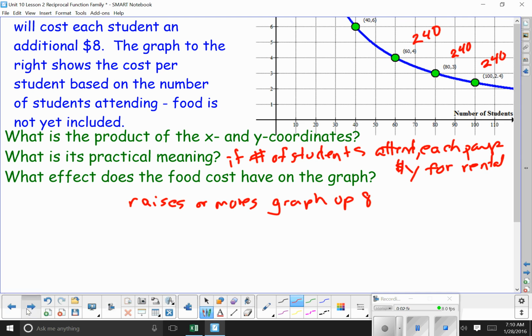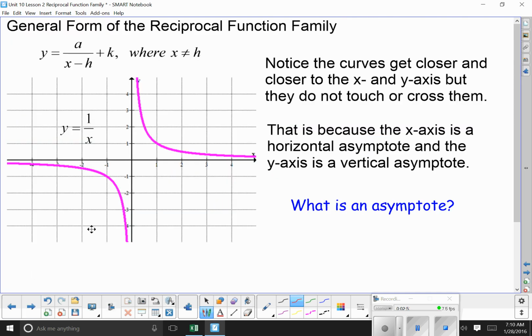Now, general form of the reciprocal family. Here is the general form. y equals a divided by x minus h, plus k, where x does not equal h, otherwise you'd have 0 in the denominator, and that would be problematic. Notice the curve gets closer and closer to the x and the y-axis, but they do not touch or cross them. That's because the x-axis is a horizontal asymptote and the y-axis is a vertical asymptote.